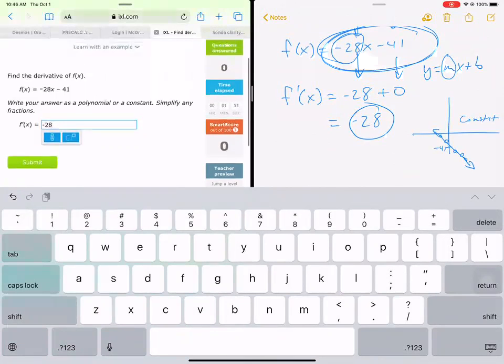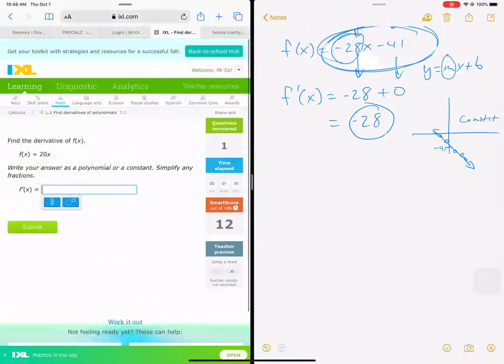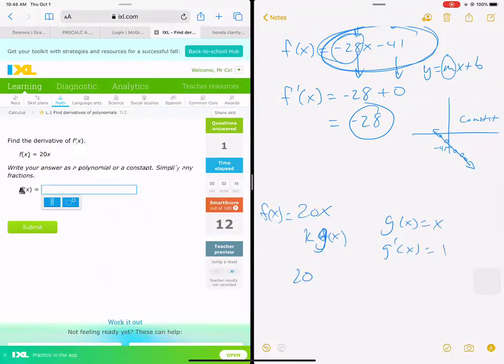Okay, so the derivative of 20x is, this is a constant multiple. If you want to look at it this way, let's use a g. So 20 stays the same, and the derivative of x is 1. And I'm going to show you this right now.